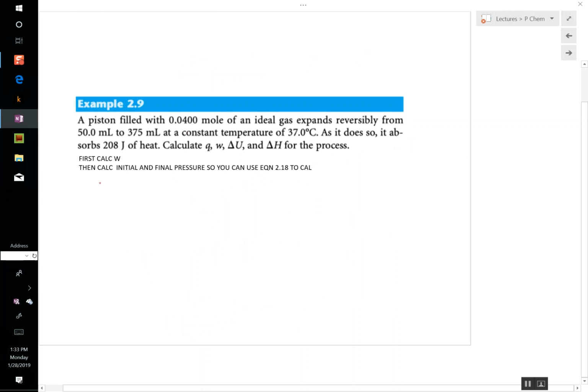So here's an example again from the book. A piston filled with 0.04 moles of an ideal gas expands reversibly from 50 milliliters to 375 milliliters at a constant temperature. It absorbs 208 joules of heat. Calculate Q, W, delta U, and delta H for the process. First calculate the work, then calculate the initial and final pressures.